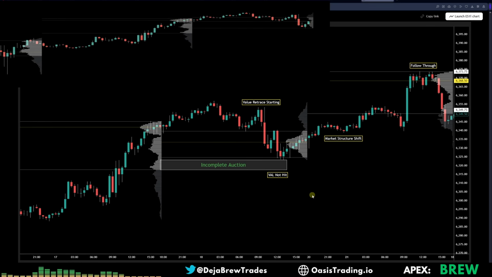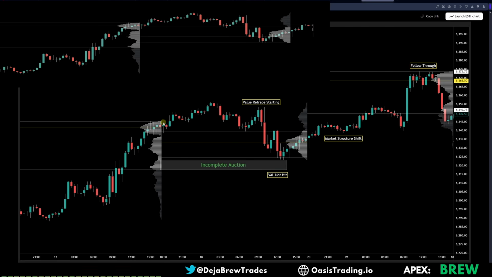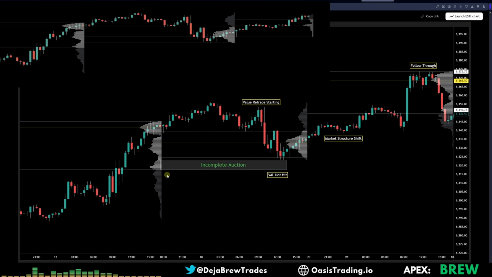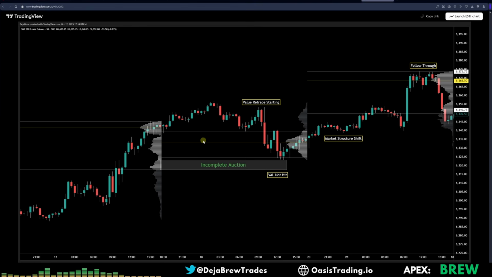So for an incomplete auction, let's say for this example here, a bearish retrace, you want it to re-lose that value high and then go all the way back down to that value low to finish that rotation or finish that retrace entirely. If it stalls early and it starts bouncing, if it closes like that, whatever part of the value is remaining that was not filled in becomes an incomplete auction. And basically what you can say is it was a market structure shift.